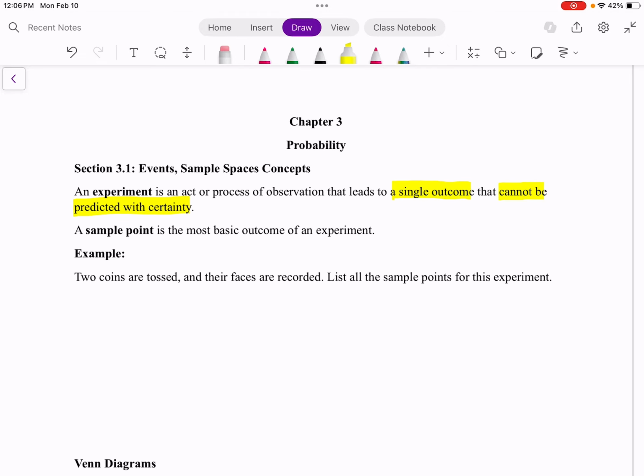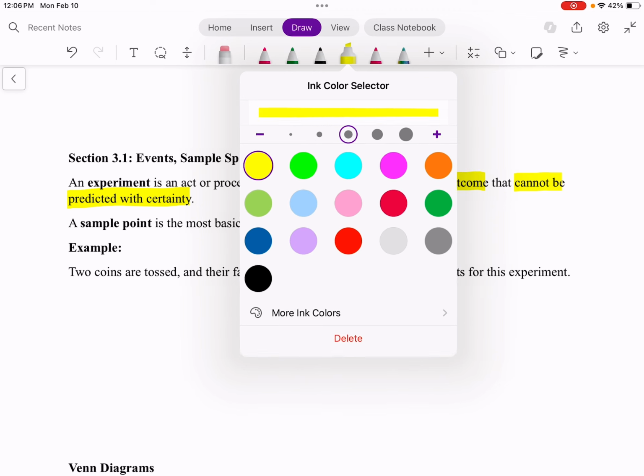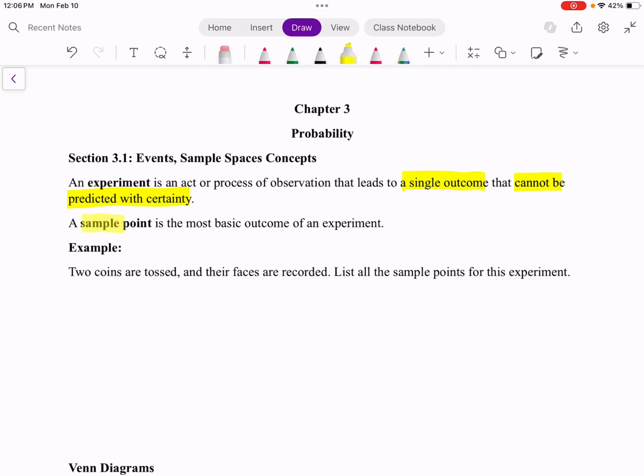The next here is the sample point. Now, a sample point is the most basic outcome of an experiment. So you think we have an experiment. Let's take an experiment of throwing a dice. When we throw a dice, what are the basic possibilities that we can see? So what are the outcomes that we can see from that experiment?